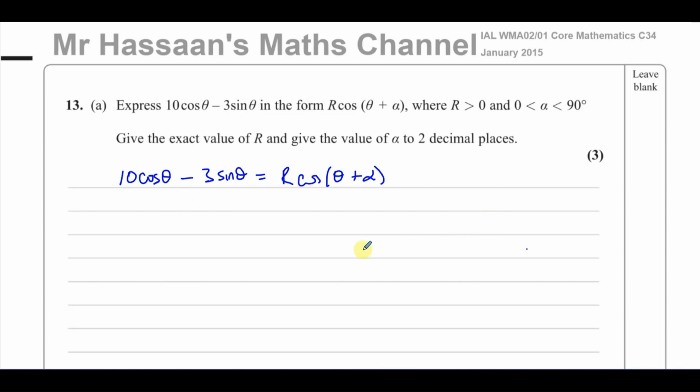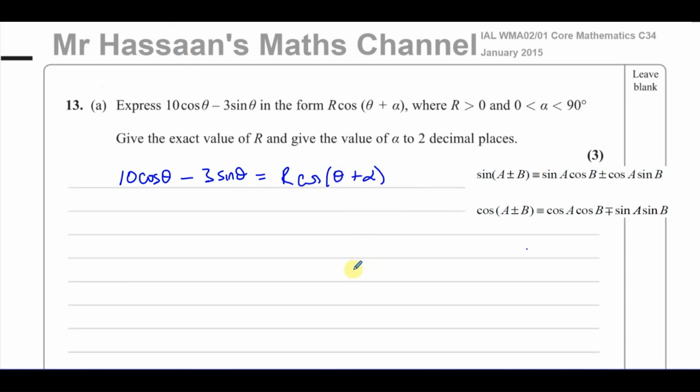Now, to do that, we should know what are called the addition formulae. And these are found in the formula book. And if you look in the formula book, you'd find some formulae that look like this. You'll see this in your formula book. That's what you'd see. And we can use this to help us to expand this cosine theta plus alpha.